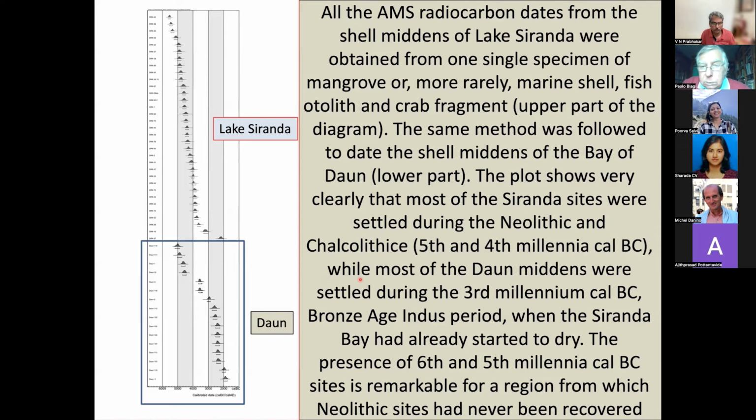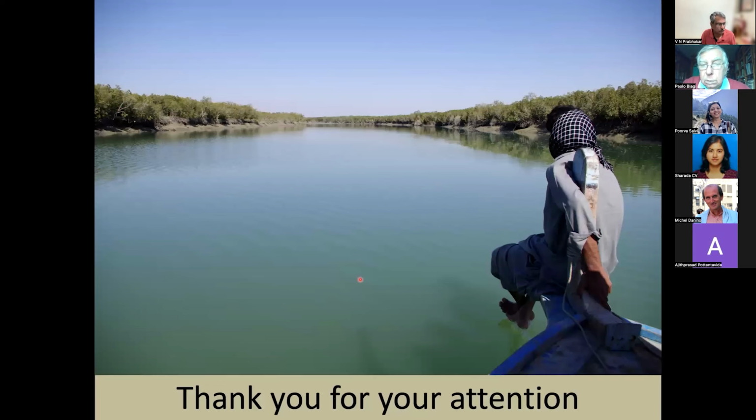The last one, the next one, is a view of one of the canals of Miani Hor. Miani Hor is a fantastic place, very, very beautiful. And you see the mangrove swamp is very, very thick. We've never been looking for sites in this area because it is impenetrable. It's extremely difficult to cross, almost impossible.